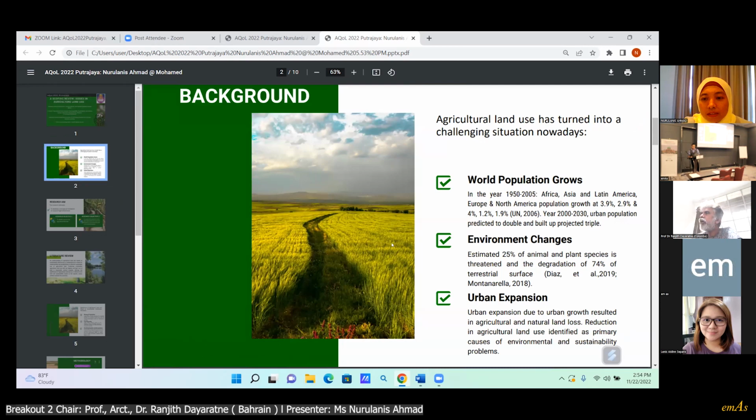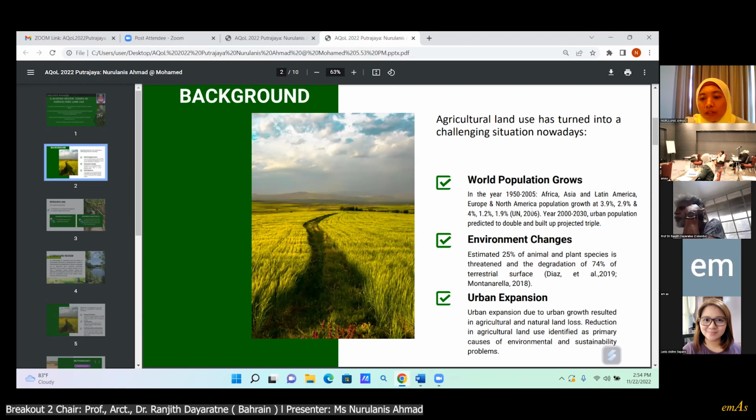Nowadays, agricultural land use has turned into a very challenging situation. Why this happened is basically because we are facing world population growth. For example, from 1950 until 2005, most countries such as those in Africa recorded population growth of 3.9%. Asian countries recorded 2.9%, Latin America about 4%, and Europe and North America 1.2% and 1.9% respectively.